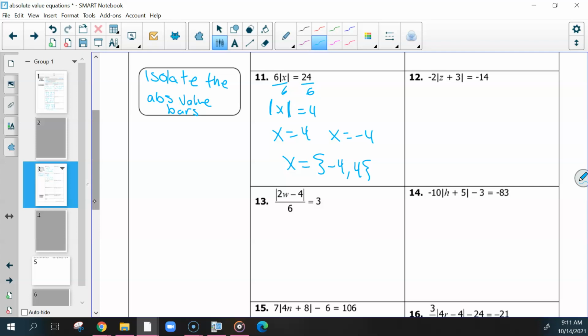For number 12, think about everything inside your absolute value bars as one variable. When z plus 3 is all z, I'll worry about everything inside later. I know that's usually not how we work because we do the inside first, but in this case, don't do the inside first. So if I need to get rid of this negative 2, what would I do? Divide both sides by negative 2. The absolute value bars are now by itself, so I can now set the inside equal to positive and negative 7.